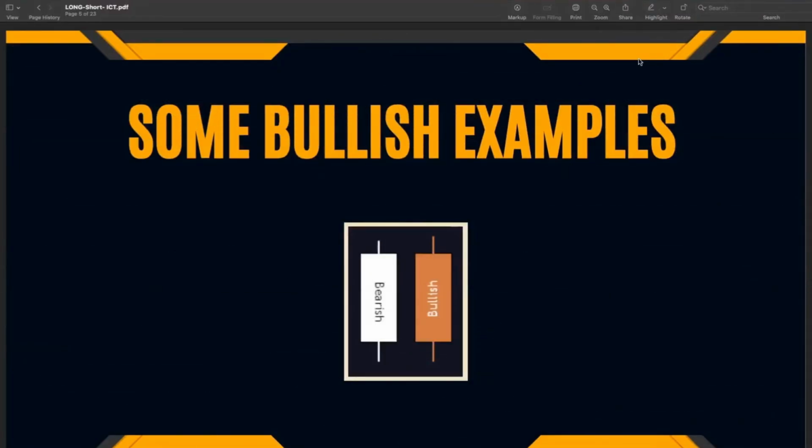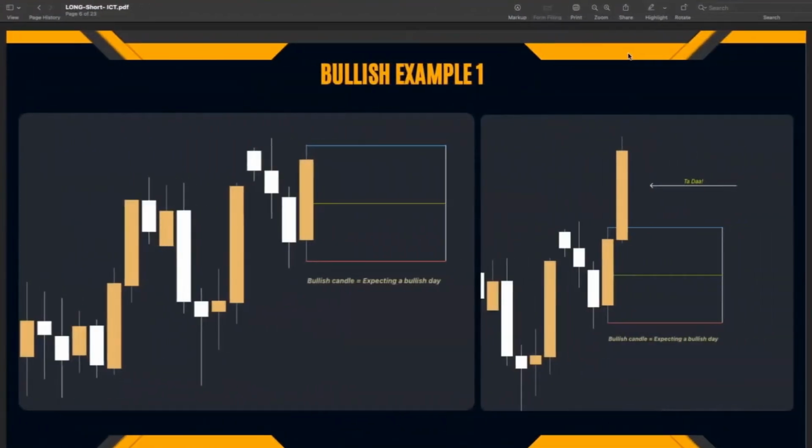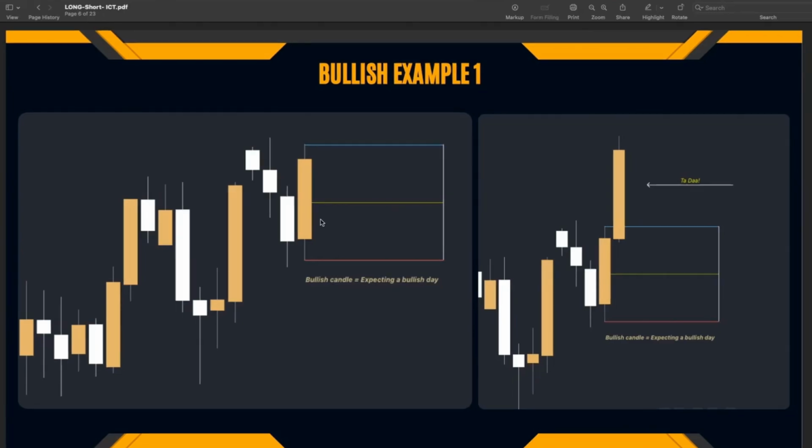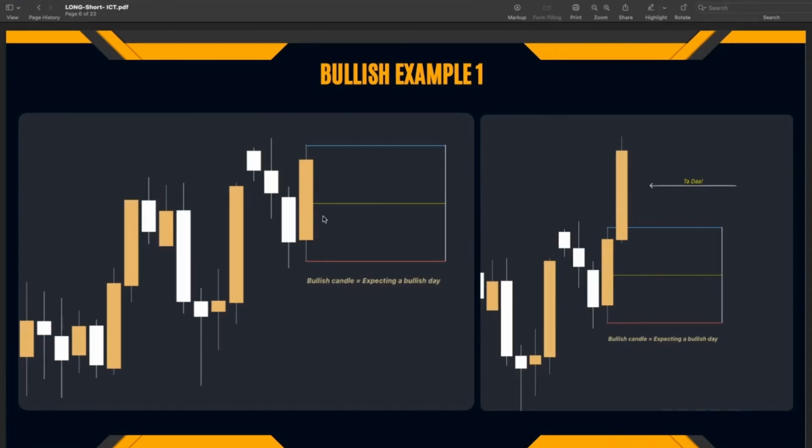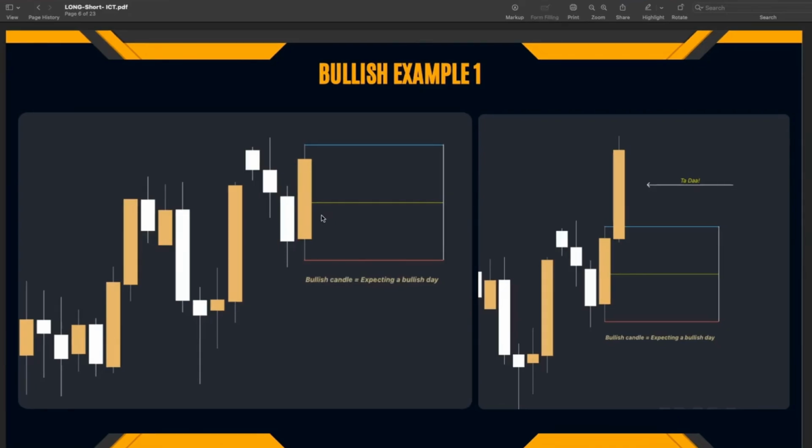Okay, so I'm going to show you some examples. The first example is going to be a bullish daily candle, or bullish momentum. This is going to be very, very simple. You're not going to believe how simple this is. When analyzing the previous daily candle, you're expecting the rest of your trading session, or the rest of your day, to be whatever that previous candle was.